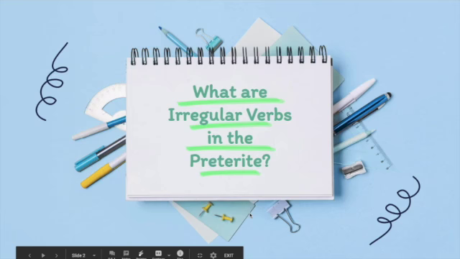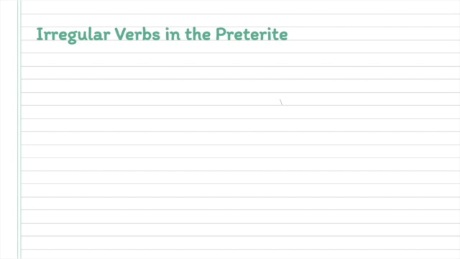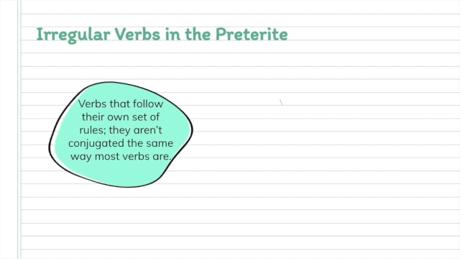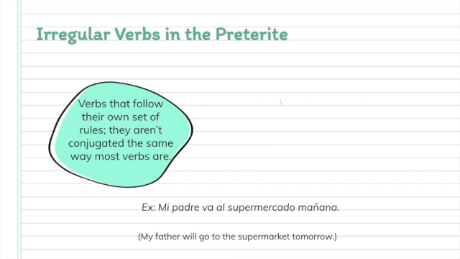So before we begin, what are irregular verbs in the Preterite? Well, irregular verbs are verbs that follow their own set of rules. They aren't conjugated the same way that most verbs are. For example, mi padre va al supermercado mañana, which means my father will go to the supermarket tomorrow. As you can see, the verb va is conjugated from the verb ir, which means to go.